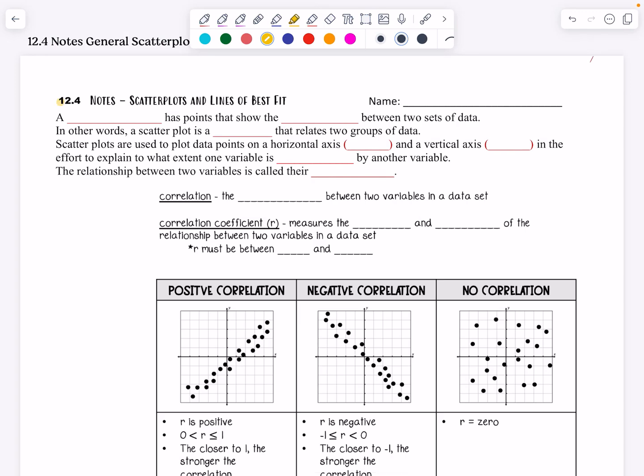Hello everyone, and welcome to our 12.4 notes on scatterplots and lines of best fit. This is our last lesson of the year, so congratulations, you've made it. So today we're going to look at scatterplots.